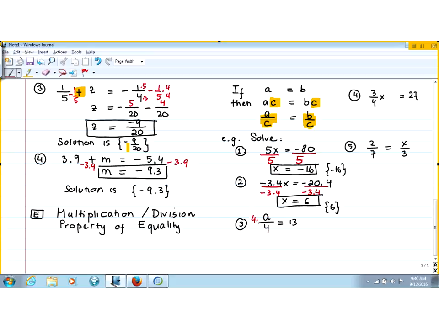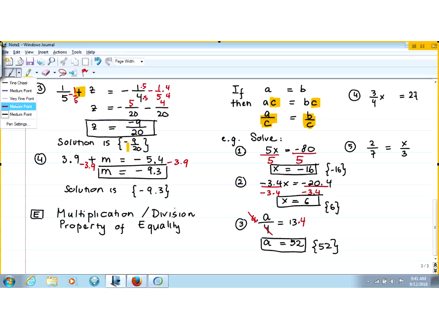So this is a over 4, and you have to multiply both sides by 4. Yes, it's a. Did you think it was 9? No, it was a. So the 4 cancel. What is 13 times 4? 52. Yes. Good. So the solution is 52. Only one solution. It's 52.